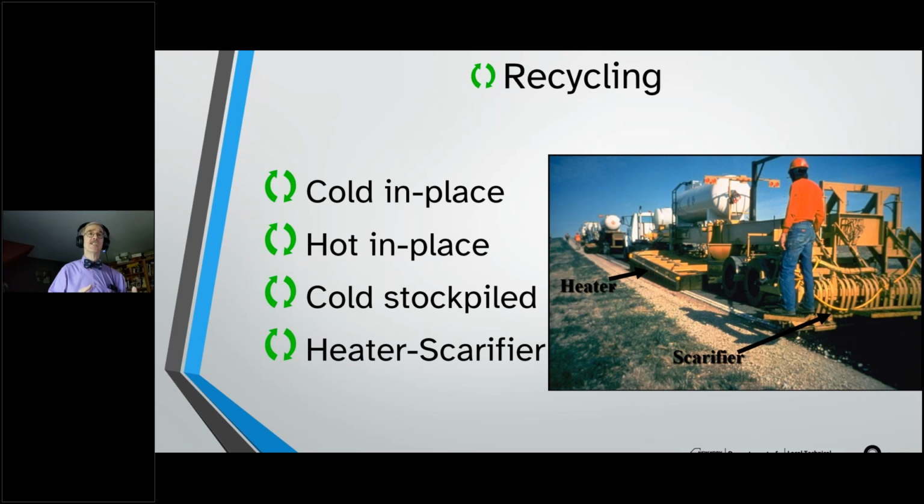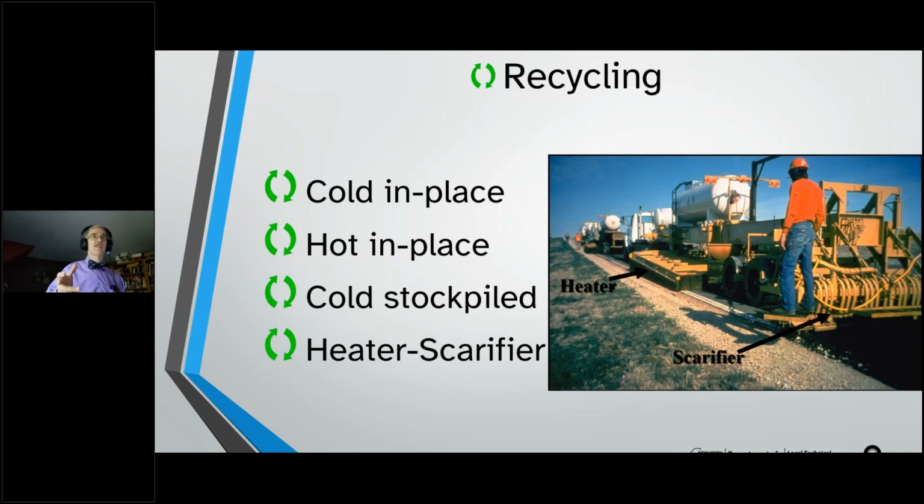It's essentially a good candidate when the problems are just superficial, when you've just got a cracking issue in the surface or a little bit of instability. It's just a surface mix problem or an age problem. New York State is starting to use it more and more on long stretches where they've got a good base underneath, and it's a form of recycling.